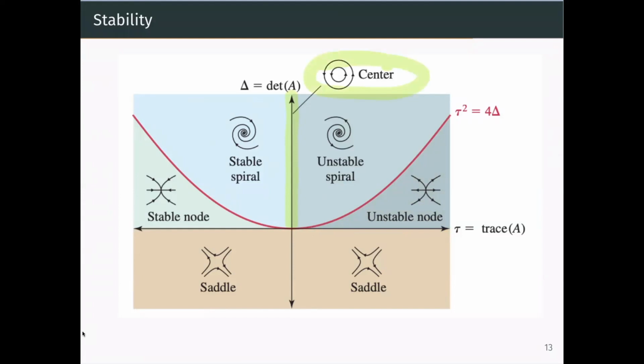So sometimes people confuse this diagram to assume that they also have a center down here. That is not true, because you will only get oscillations when you're above this red curve. So this center here only refers to the bit that I've highlighted there. So this diagram nicely sums up, if we know our trace and we know our determinant, what are going to be the qualitative dynamics of our system.